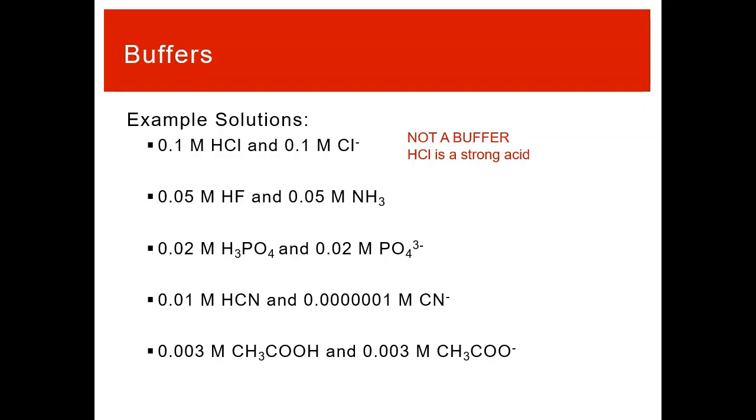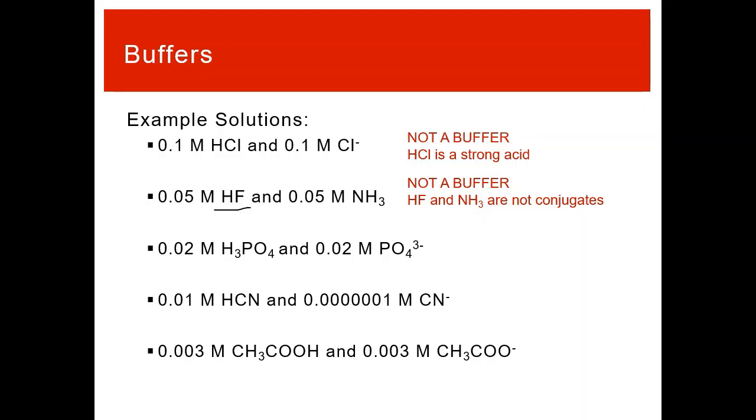0.05 molar HF and 0.05 molar NH3. Well, we've fixed the problem. HF is a weak acid, but this is not a buffer because HF and NH3 are not conjugates. One's a weak acid and one's a weak base, but they're not conjugates, right? They are entirely different. Nitrogen and fluorine, we know conjugates differ by just an H.